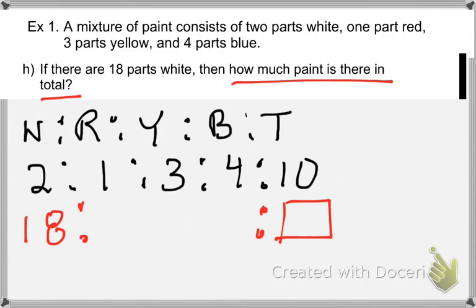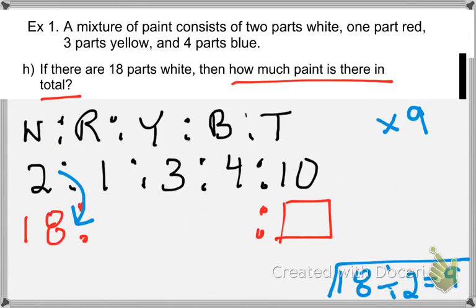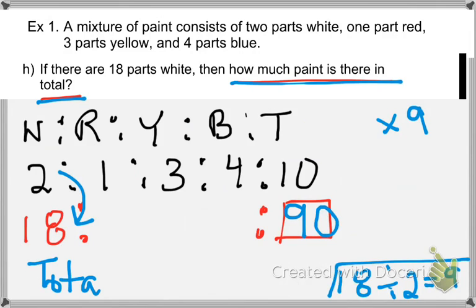when white is 18. So what do we multiply 2 by to get 18? That is 2 times 9 is 18, or you could do 18 divided by 2 gives us 9. So 2 times 9 is 18, so 10 times 9 is 90. So how much paint is there in total? Total 90 parts of paint.